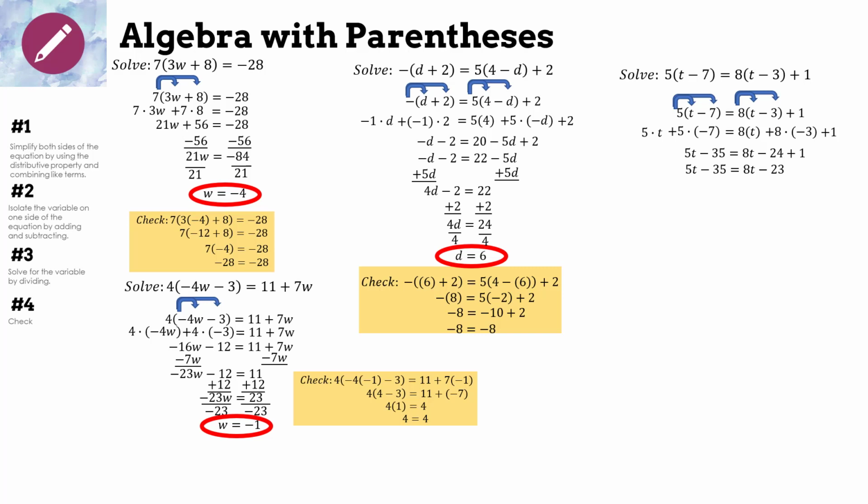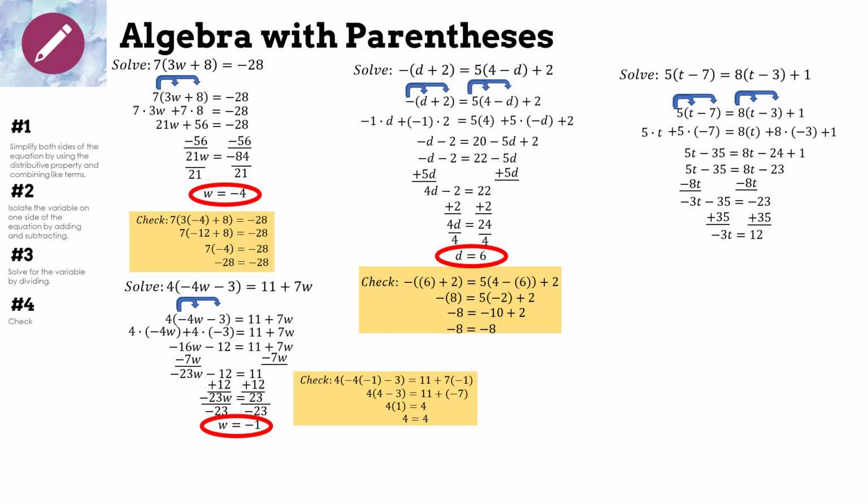We want all the t's on one side and everything else on the other side. I like the t's, or the variables, on the left side. The opposite of a positive 8 is a negative 8, and I'm going to add negative 8t to both sides of the equal sign. This gives us negative 3t minus 35 equals negative 23. Now I need to get negative 3t by itself. The opposite of subtracting 35 is adding 35, so I'm going to add 35 to each side of the equal sign. This gives us negative 3t equals 12.